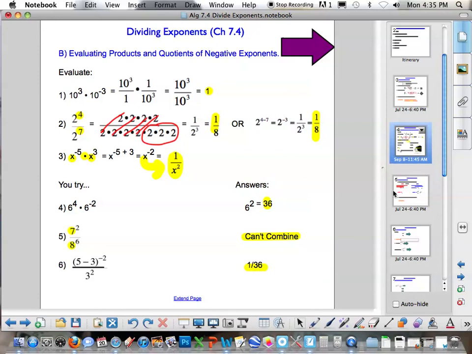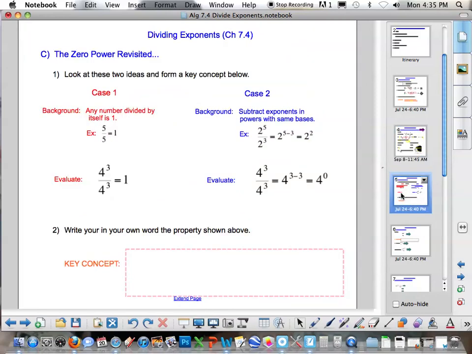Okay, so we're done with 2 slides. We have 3 more slides to go. Our next slide is a little bit of a digression. We're going to go off of our notes just for one moment, and we're going to try to convince you yet one more time that anything to the 0 power is 1. And we can do that by looking at this new property that we learned.